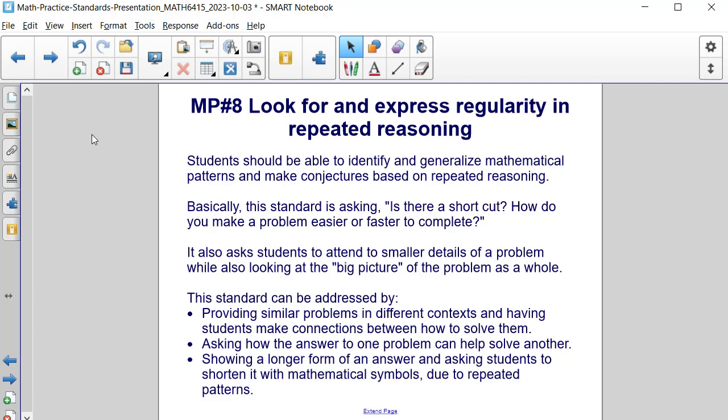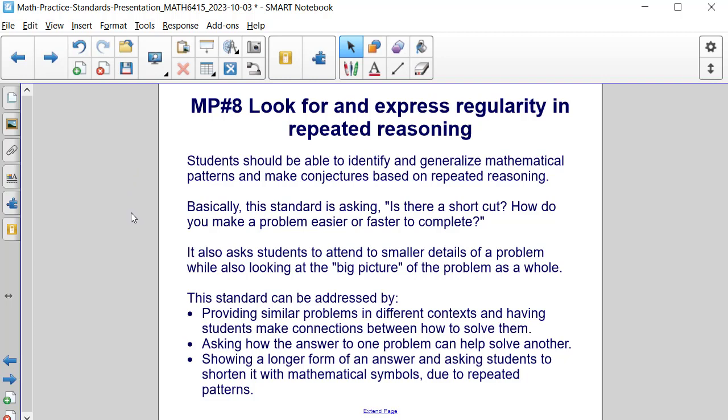The next and last mathematical practice standard is mathematical practice standard number 8. Look for and express regularity in repeated reasoning. Sometimes mathematical practice standard number 8 will tag along with the previous mathematical practice standard, standard number 7. Students should be able to identify and generalize mathematical patterns and make conjectures based on repeated reasoning.